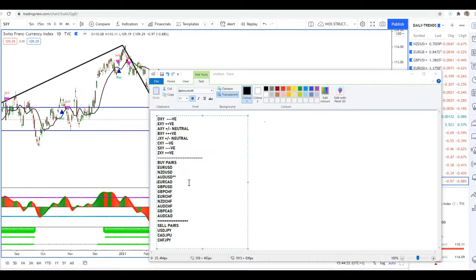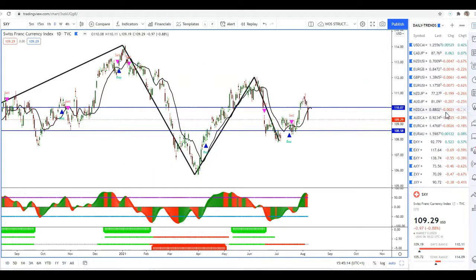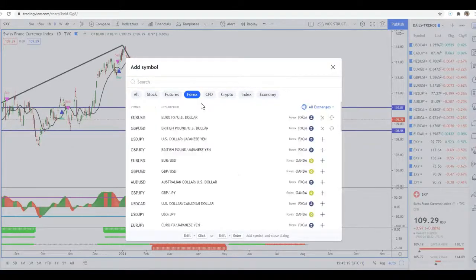So what I'm going to do is I'll probably do 4 of these pairs, the major ones. Maybe we can do the Euro US dollar, the Euro Aussie dollar, New Zealand US dollar, and maybe the dollar yen, just to analyze those, to save us some time. So let's start with the dollar yen, which is a sell pair. Do I have dollar yen here? So that's the dollar yen.